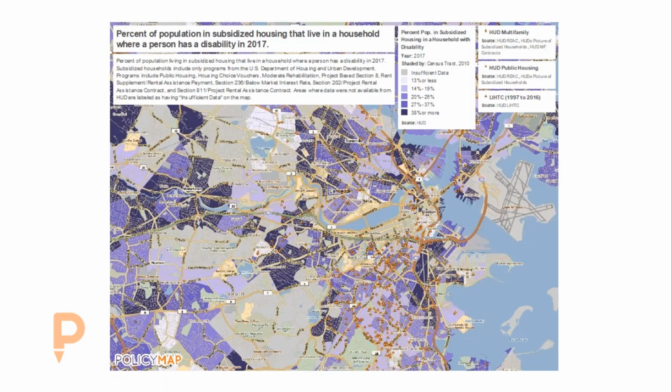And as we talked about before, we can take a look at these different data points: where these multifamily housing developments are, where the public housing is, and where low-income housing tax credit houses are.